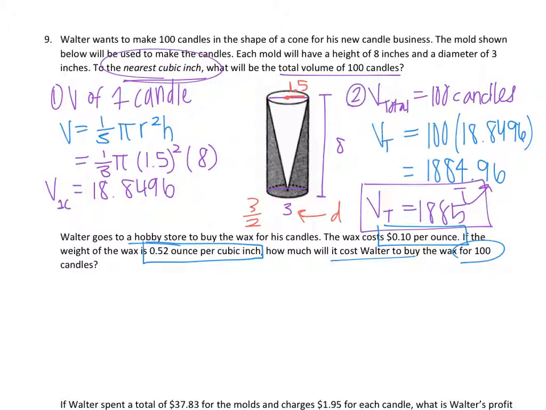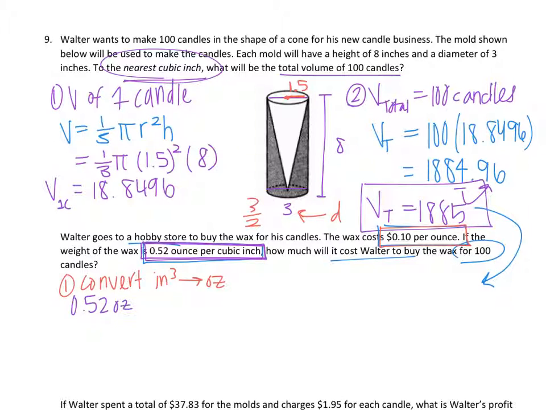So we're going to kind of ignore the first volume that we calculated and focus on the second volume. The first step is to convert to ounces. Convert inches cubed to ounces, because the cost is per ounce. So we need to know the volume in ounces so that we can find the cost. So the conversion for ounces was given in the second statement. 0.52 ounces per cubic inch.